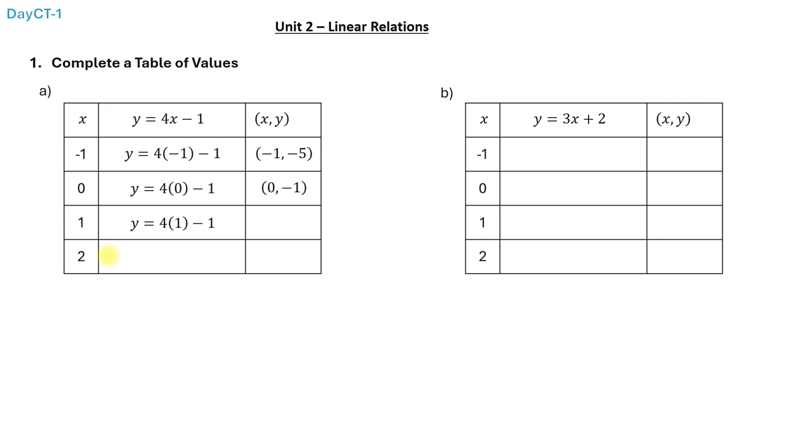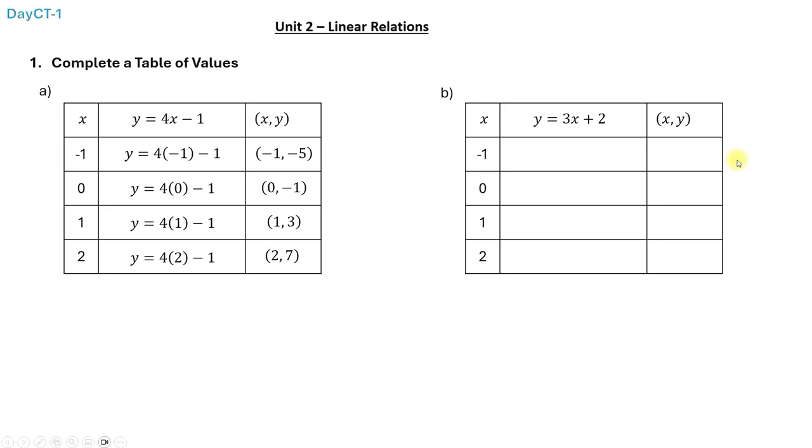So if we plug in an x value of 1, then we end up with 3. Plugging in 2, we end up with a y value of 7. So here is our coordinate pairs for our first table. Over here in question B, we're given a second linear equation, y equals 3x plus 2. And once again, we're asked to plug in a number of x values to give us a coordinate pair.